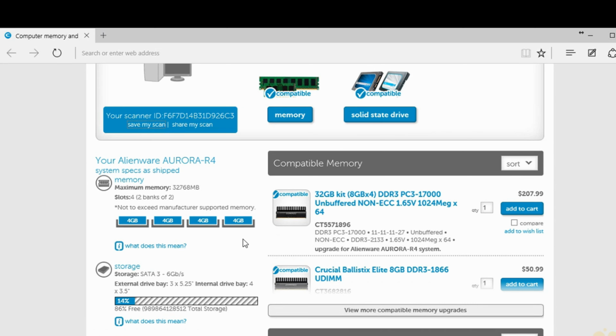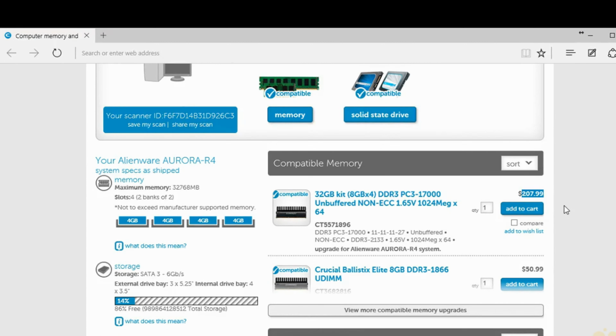Well, there's incredibly great news here. The maximum memory for this motherboard is 32 gig. So we could go 8, 8, 8, and 8. I could double the memory of this machine. Doubling the memory of this system from 16 gig to 32 gig would most definitely have an incredible impact on performance. Now, this comes at a price.